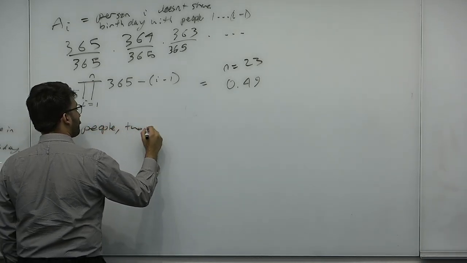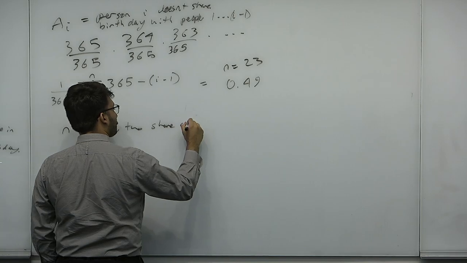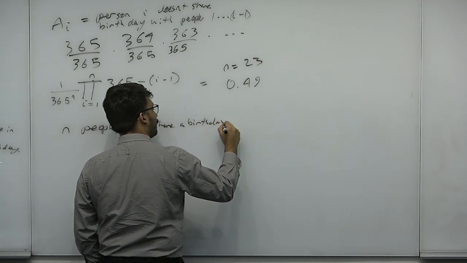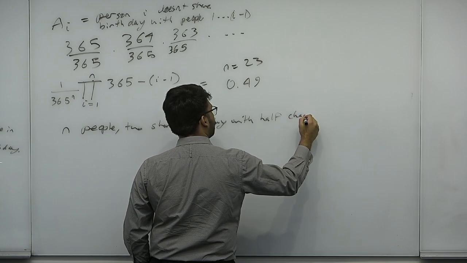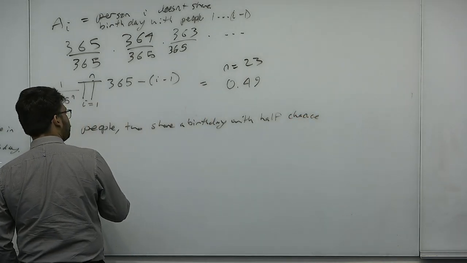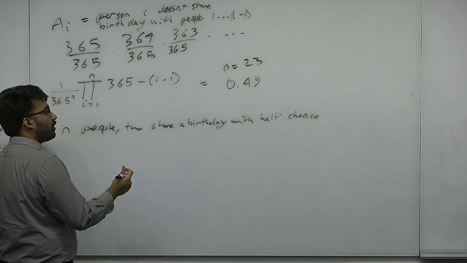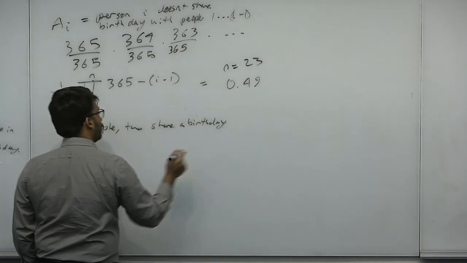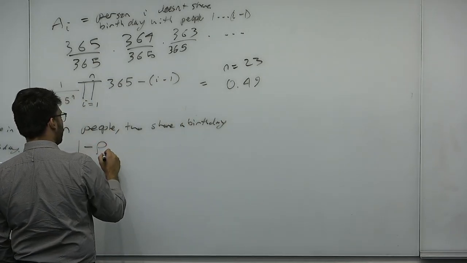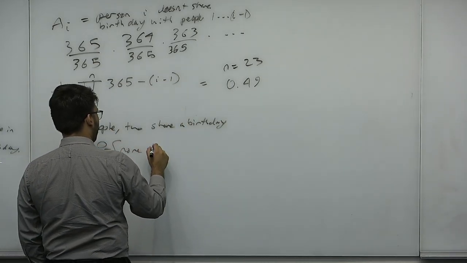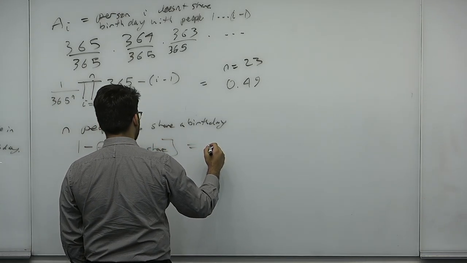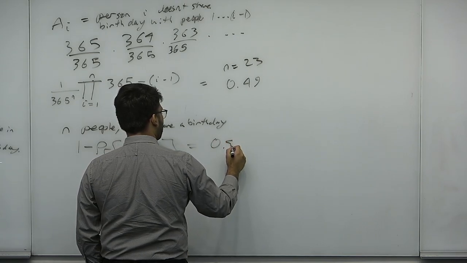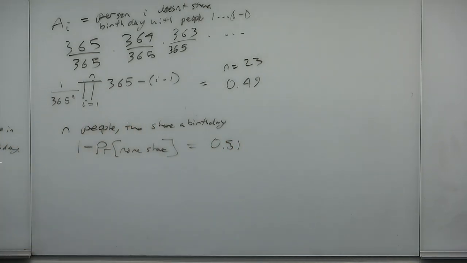Now, what is the probability that if you have n people in a room, two share a birthday, with half chance? The probability two share a birthday is going to be 1 minus the probability none share. We have the probability none share equal to 0.49 for n equal to 23. So we know this is going to be 0.51, approximately 0.50 something, right?